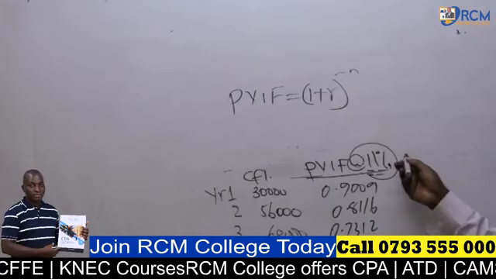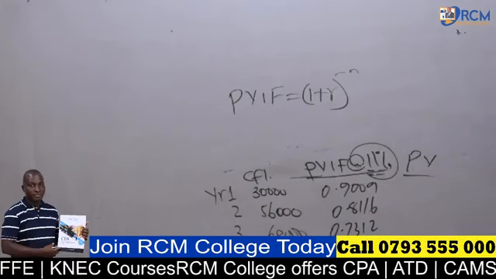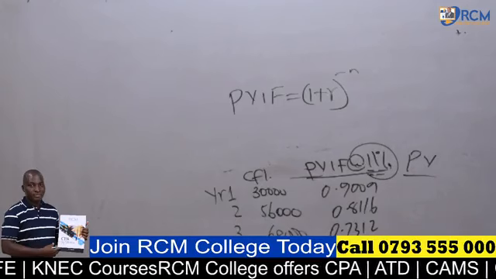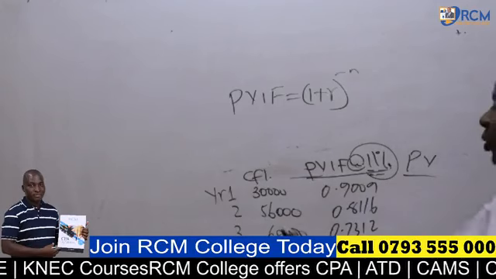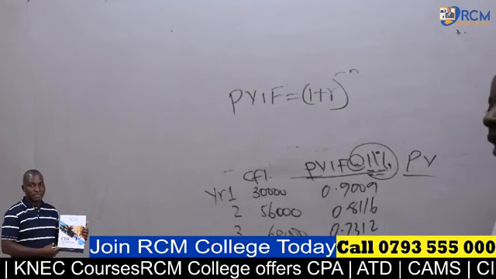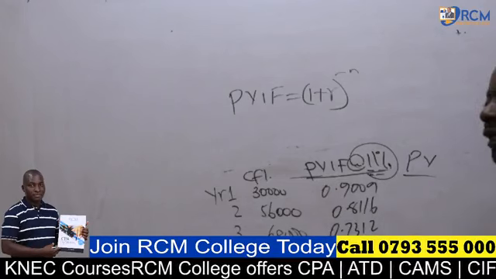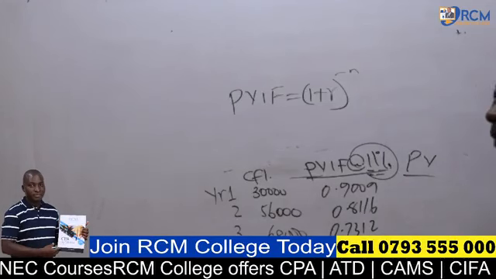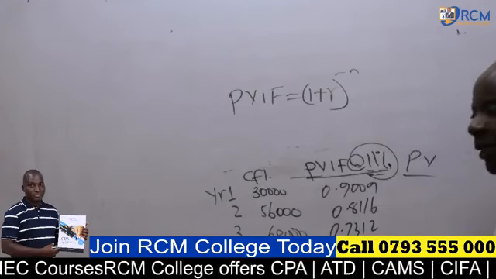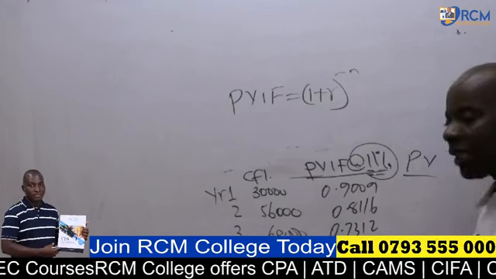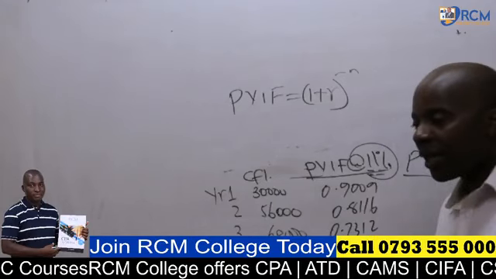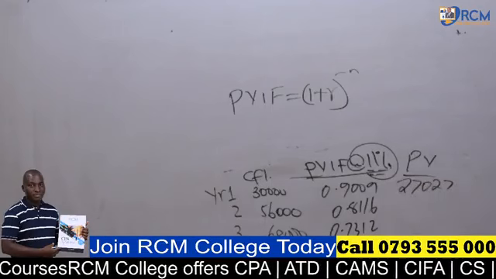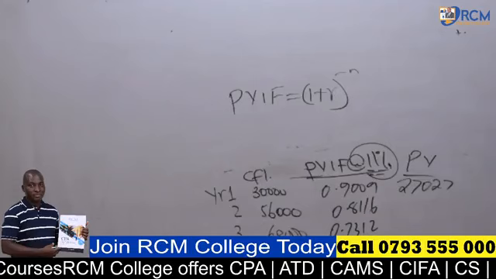So our work, in terms of 2 decimal places, is to ascertain the present values. Present values: you are taking this times this, give me 2 decimal places, I write. 30,000 times 0.9009 gives 27,027. Great. How about the second one?